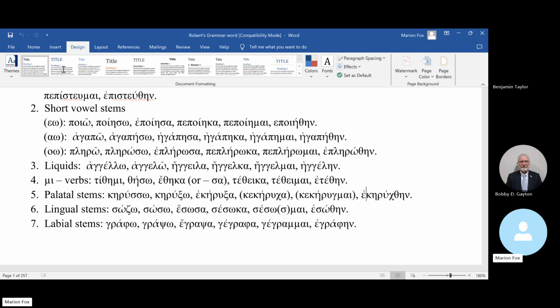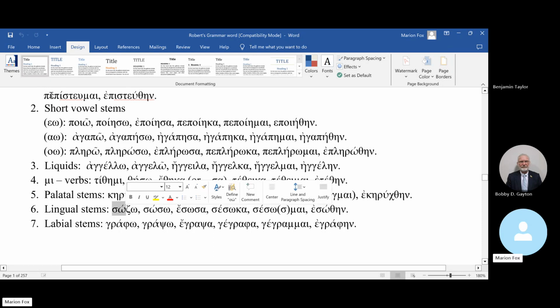And we have the lingual stem, sozo, and so, and I believe sigma omega is your stem. And I think you can see it there.